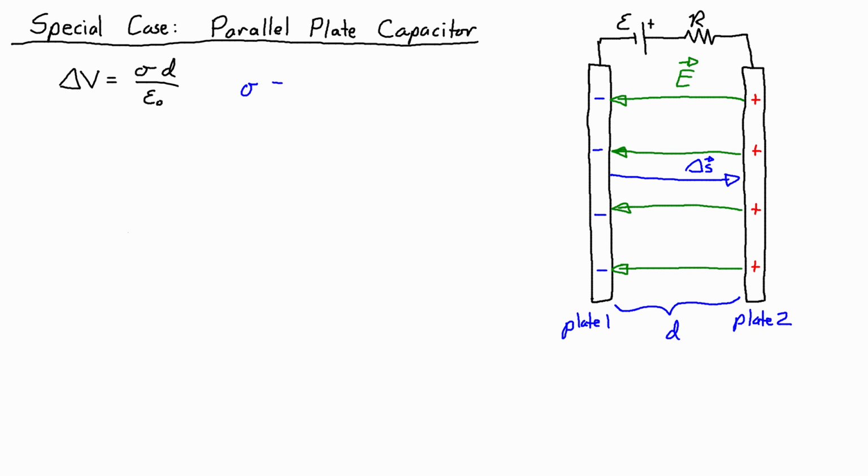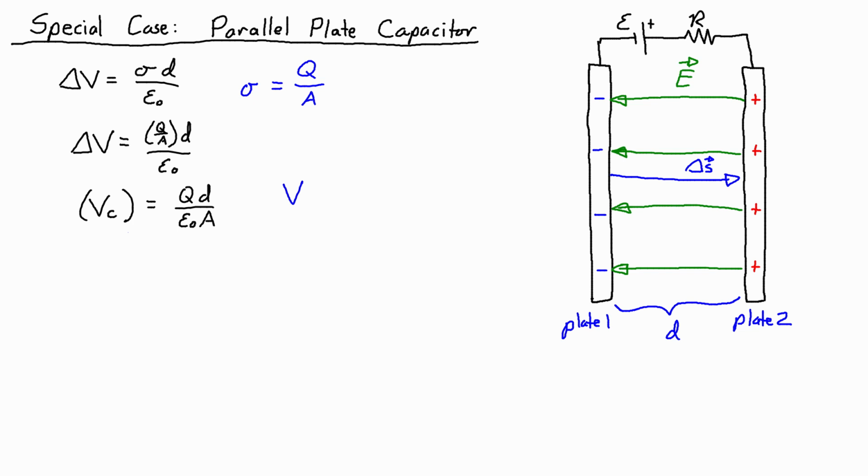Then remember that sigma was the surface charge density, and that's just equal to the total charge on one plate divided by the area of the plate. So I can substitute that in, and then I'll actually have delta V in terms of the charge and the area on the plate. And delta V going along the path delta S is really just the potential difference across the capacitor. That's equal to Vc.